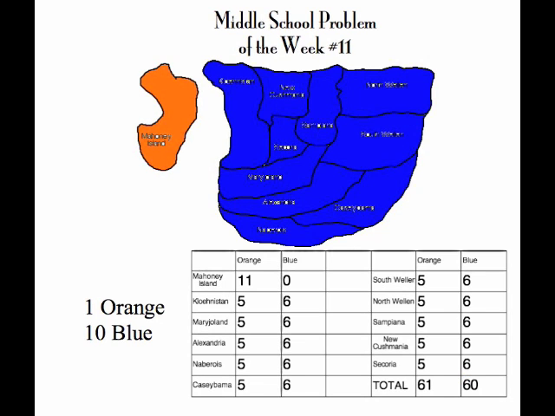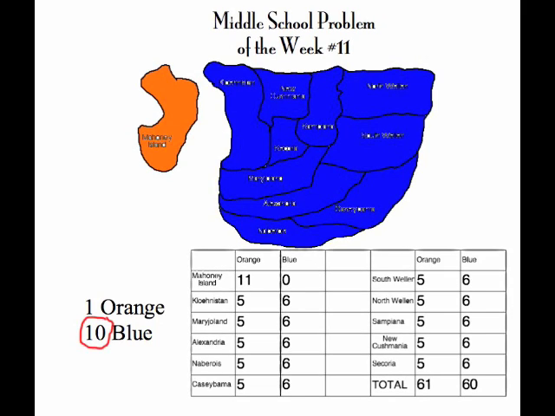In problem 2, the blue candidate has carried 10 states, so it looks like a landslide, 10-1. But if you look at the popular vote, Mahoney Island went 11-0 for the orange candidate, and the blue candidate won the other 10 states, each by a total of 6-5. So in the popular vote, it was very close. In fact, the orange candidate got 1 more vote, 61, to the blue's 60, although in the electoral vote, it looks like a landslide. 10 states for blue and 1 for orange, and the answer to number 2 is 10.